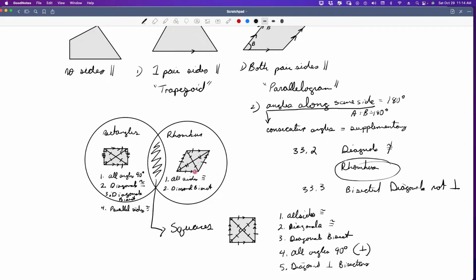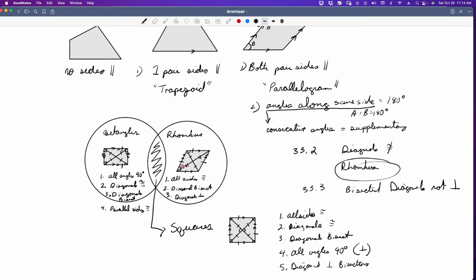That's another property also of the rhombus, right? The diagonals are perpendicular to one another because they have the same length of side here. You've got whatever this angle is and whatever this angle is.